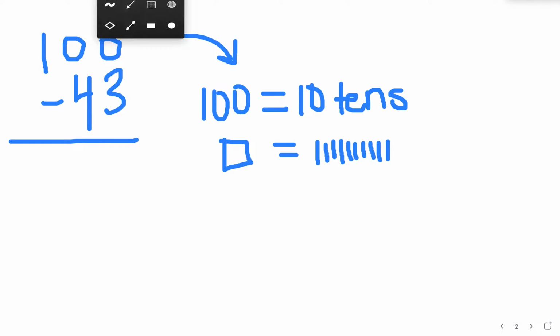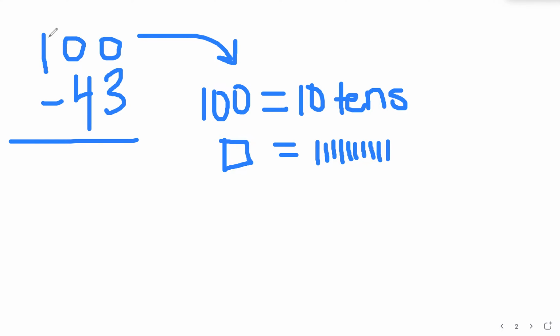So the first thing that we need to think about is that 100 is basically the same thing as 10 tenths. So these two, 100 and 10 tenths, they are the same. If I were to draw that, this would be my hundreds square and these would be my tens blocks. They're the exact same thing. It just depends on how I write it.